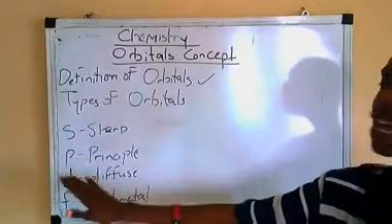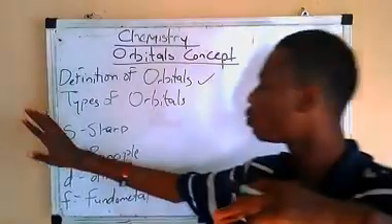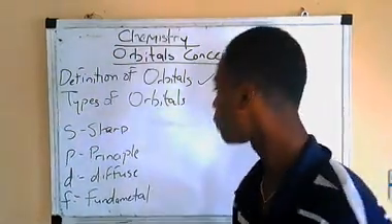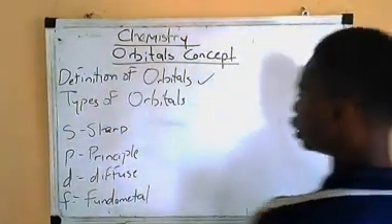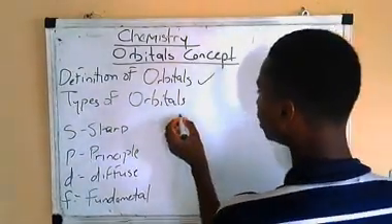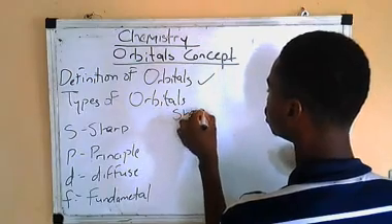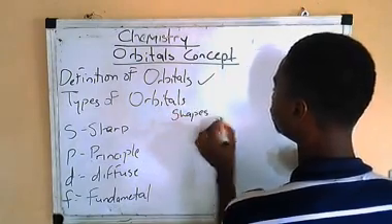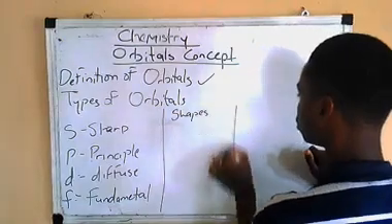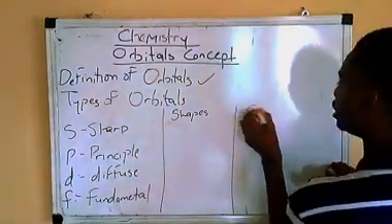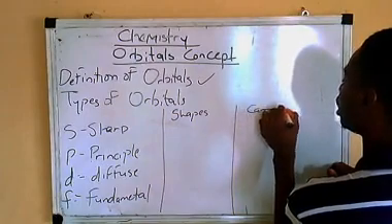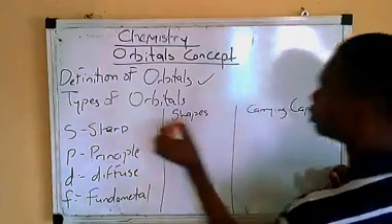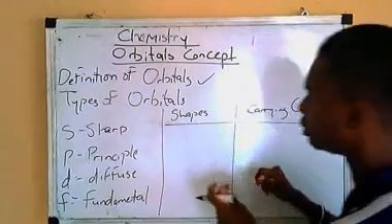Now these s, p, d, f orbitals have their shapes and their carrying capacity. That's where we will go to now: the shapes, then the carrying capacity.